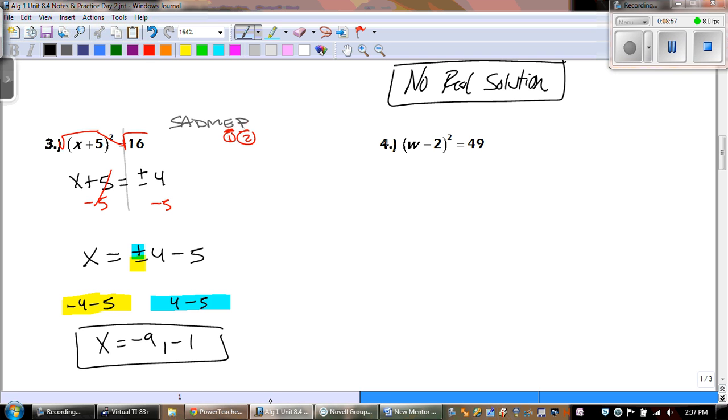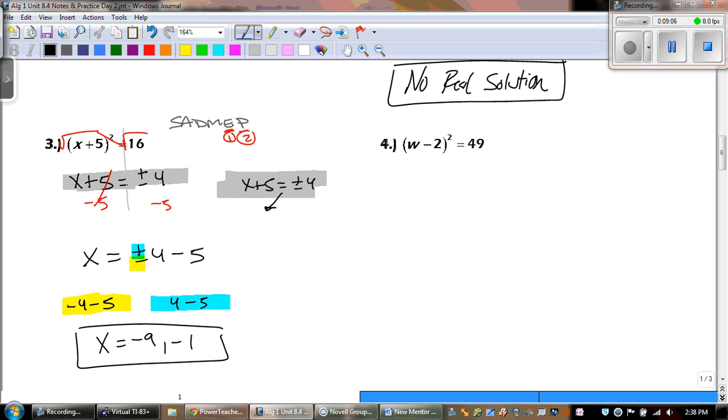Okay? Now, another way to look at this is right here, when you've got that x plus 5, if we know that it equals plus or minus 4, you can split it off into 2 equations. X plus 5 equals negative 4, and x plus 5 equals 4. And that would take care of the negative that we just did and our positive. So it's 2 different ways to do it, okay? And you get the same answer.